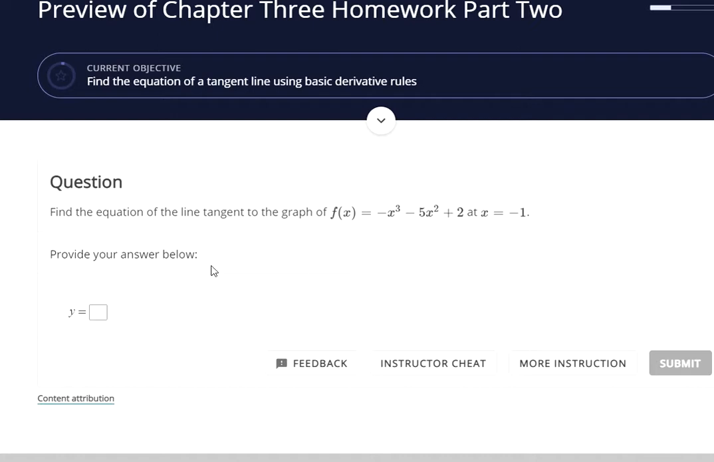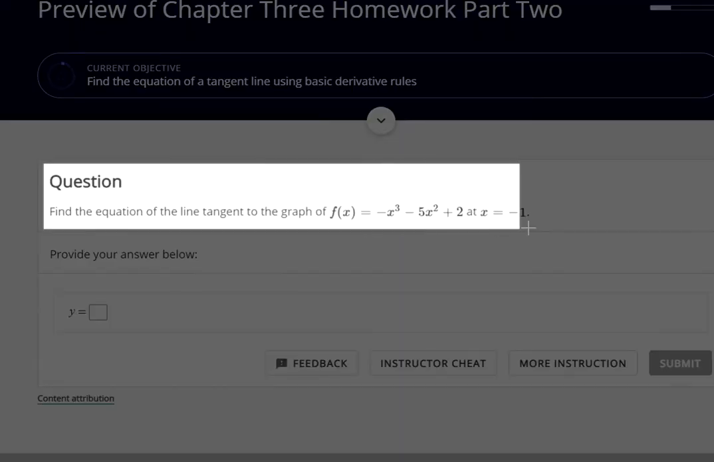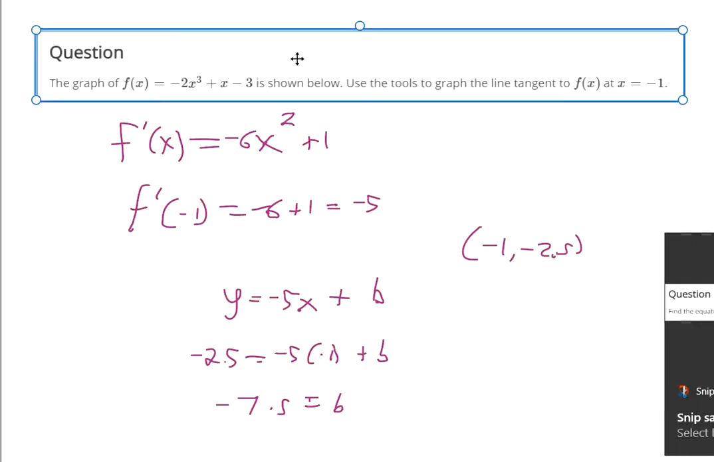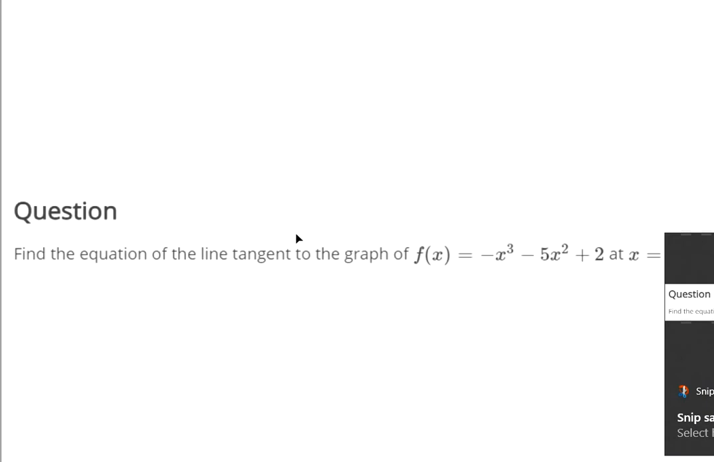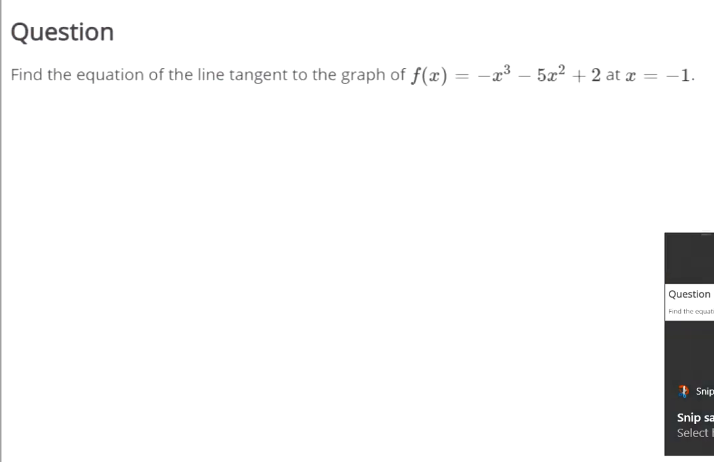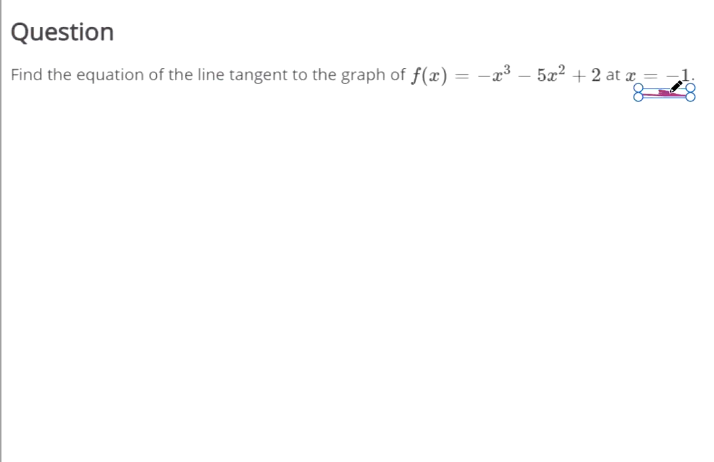Find the equation of the line. Okay, so let me pull this up on the whiteboard. This is what we just did, just with a bit more of a complicated function. So the equation of the tangent line at x equals -1. That's y equals mx plus b, because the tangent line is perfectly straight. We can get the slope real quick by first finding the derivative.